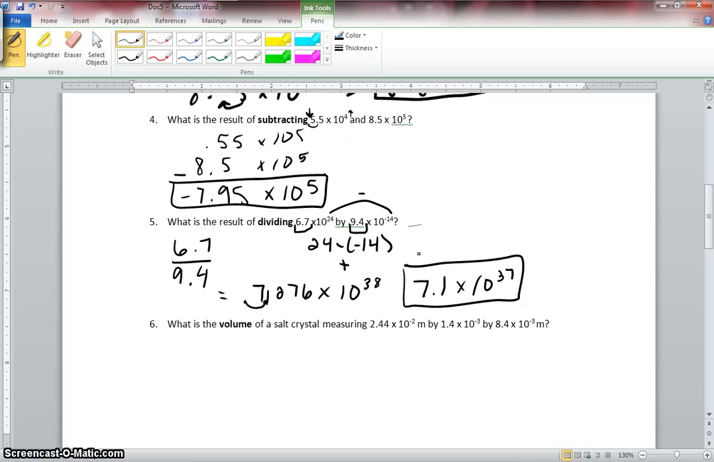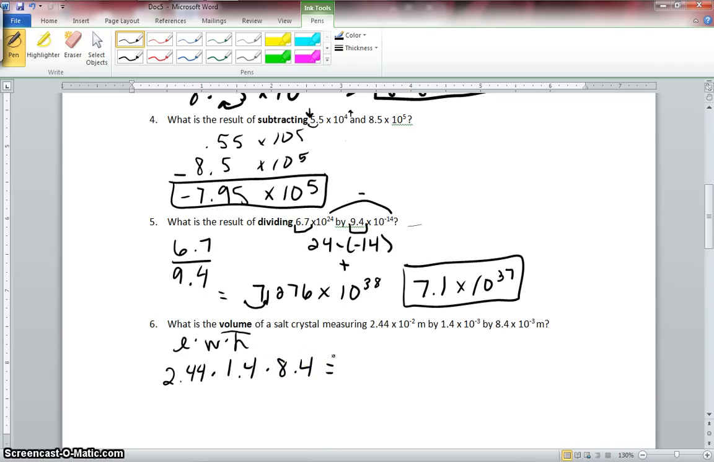Next one after that, we have the volume. How do you calculate volume? Well, volume is length times width times height. So I give you the measurements, and all we have to do is multiply each one of these. So we're going to have 2.44 times 1.4 times 8.4.